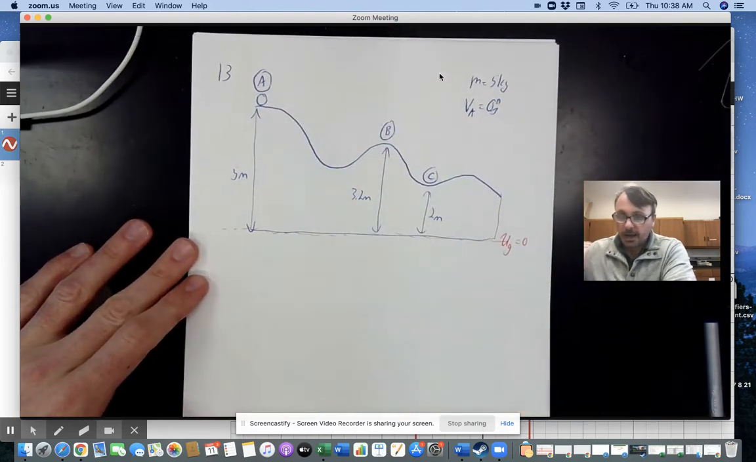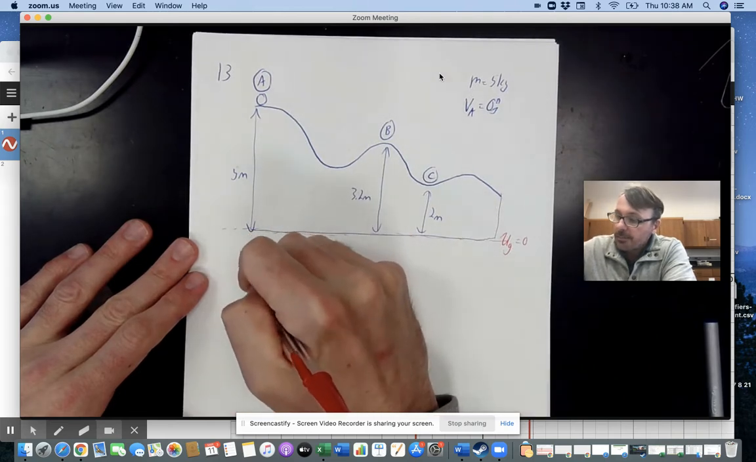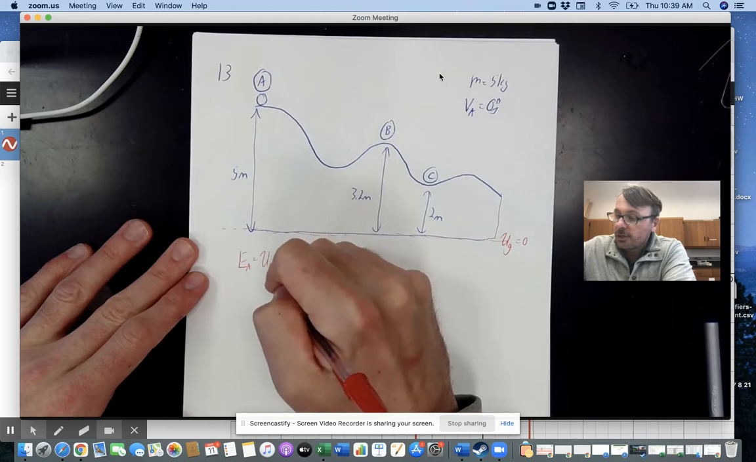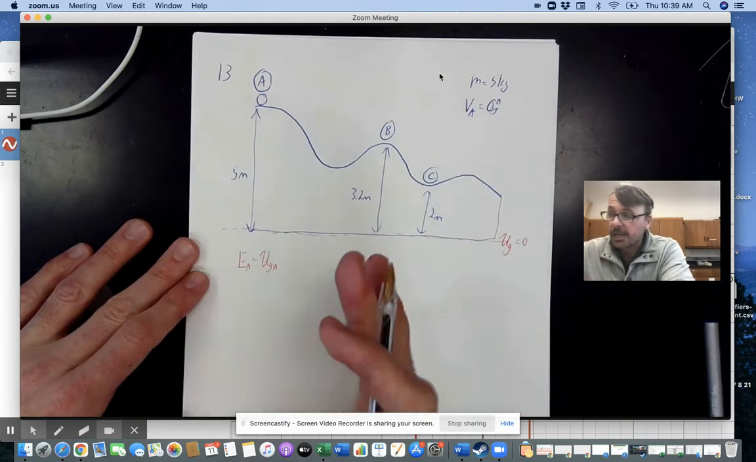Now, this is an optional step. I just think it's a very helpful step. If I think about the total energy at position A, that's going to be composed of just the gravitational potential energy at position A, right? There's no kinetic energy, it's not moving.